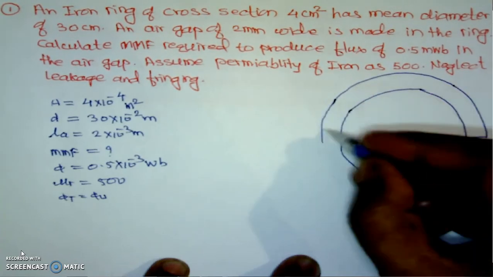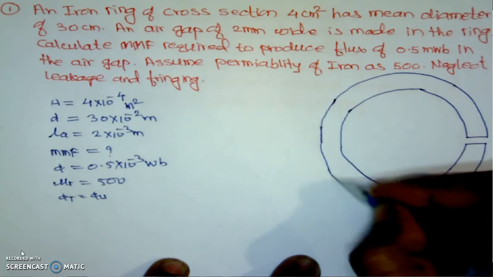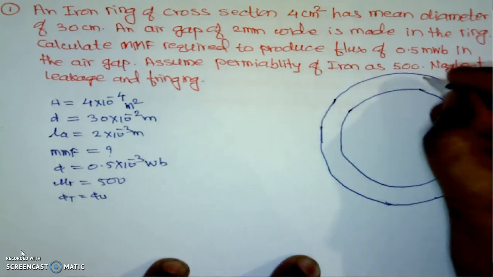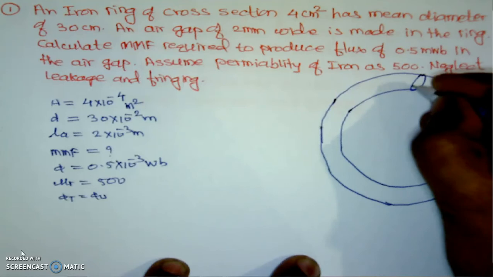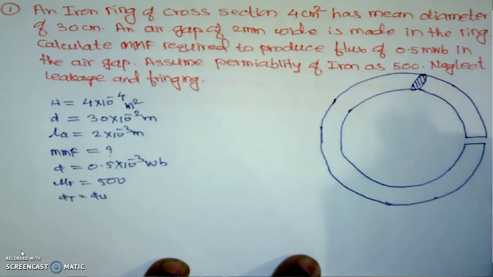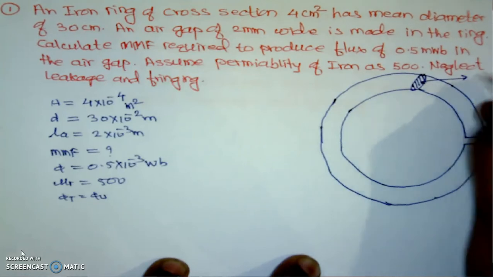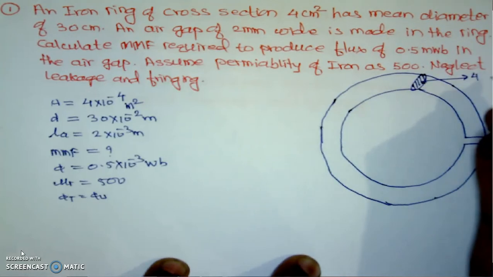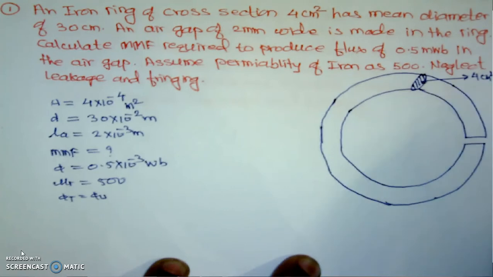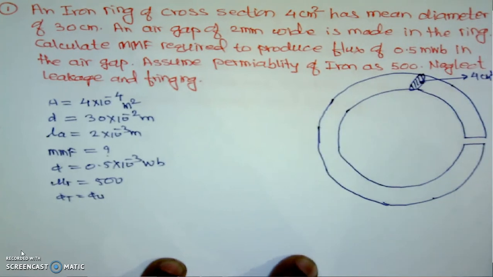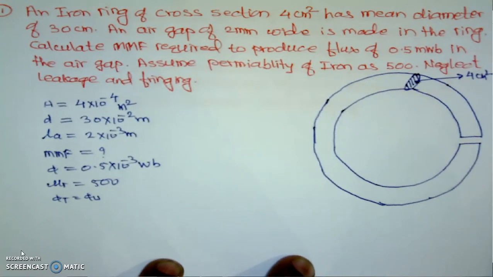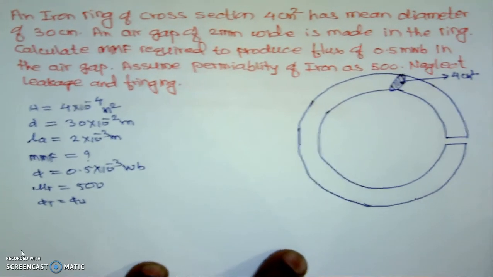Here, in this case, the cross-sectional area is given. This cross-sectional area is given as 4 cm square. Then here the length of the air gap is given. I will go this side.